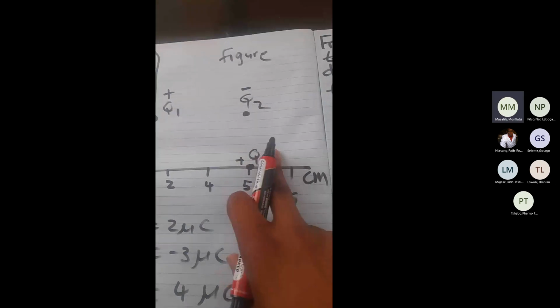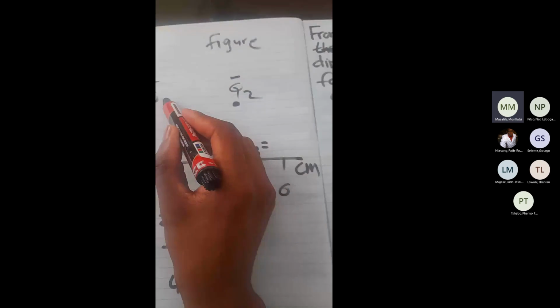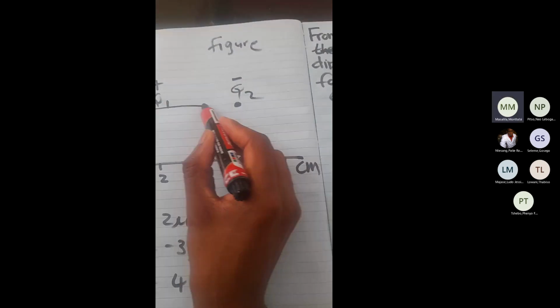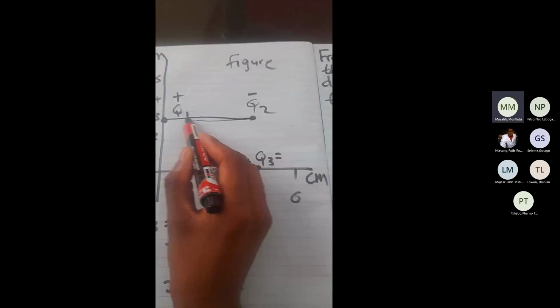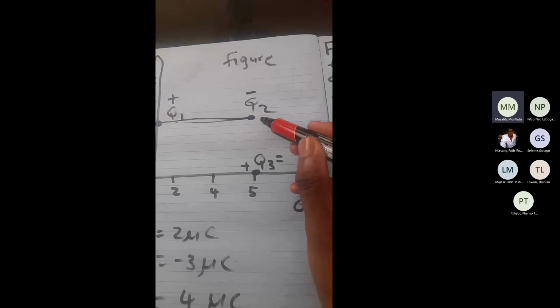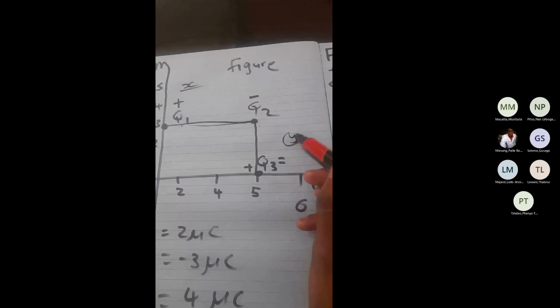So these are linear. But now it is in two directions. It involves the x-axis and also involves the y-axis.